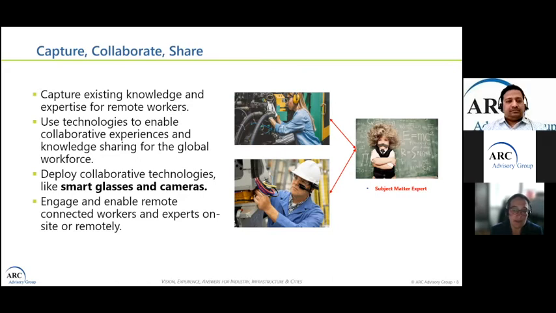The deployment started with the collaborative technologies we all were already aware of, walking around the trade show, seeing smart glasses, cameras, virtual reality glasses, things like that. And I will go into that in a moment. You have to engage and enable the remote connected workers and the expert wherever they are at that moment to have a smooth running and keep your plant up. Can I have the next one, please?